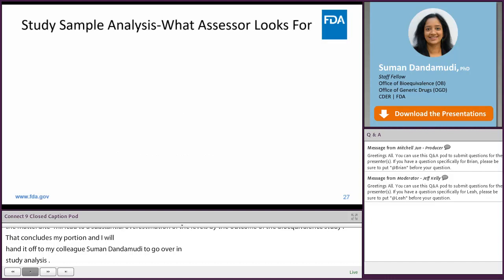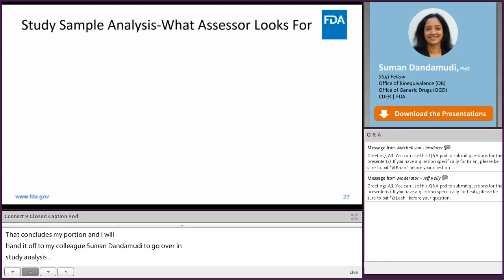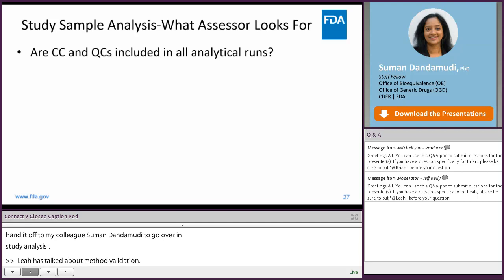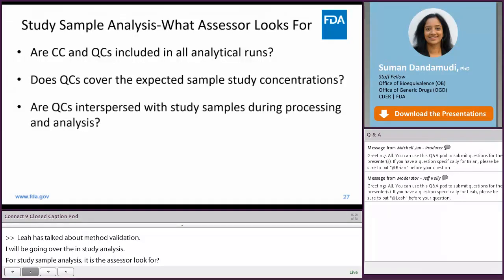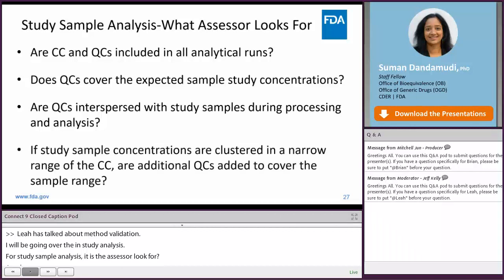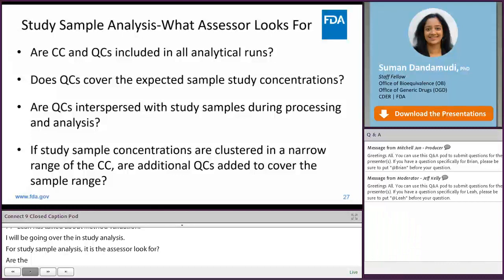So for study sample analysis, what do the assessors look for? First of all, are CCs and QCs included in all the analytical runs? Do QCs cover the expected study sample concentrations? Are these QCs interspersed with the study samples, not only during processing but also during the analysis? And in any case, if the study sample concentrations are clustered in a narrow range of the calibration standards, are additional QCs added to cover the sample range?